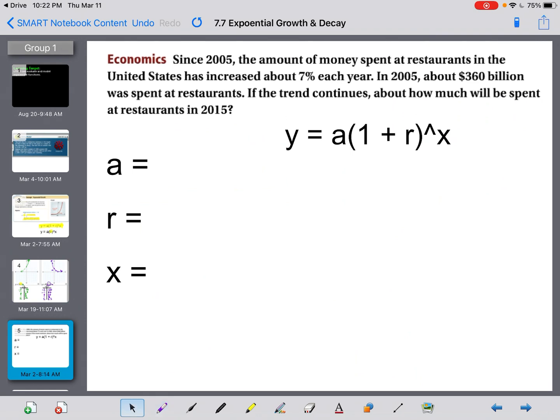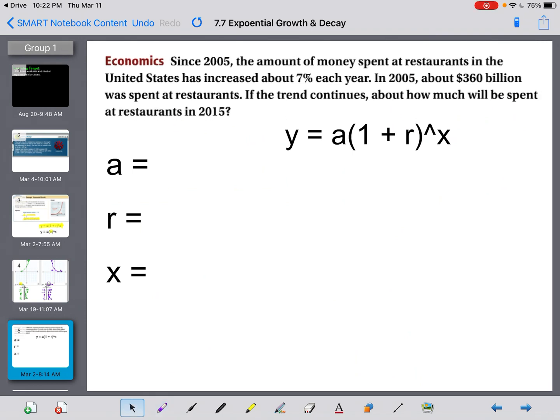Okay, here's how we might use this. Since 2005, the amount of money spent at restaurants in the United States has increased about 7% each year. In 2005, about $360 billion was spent at restaurants. If the trend continues, about how much will be spent at restaurants in 2015? All right, so we need to fill in what we know. Remember that A is our starting amount. So our starting amount in this case was $360 billion.